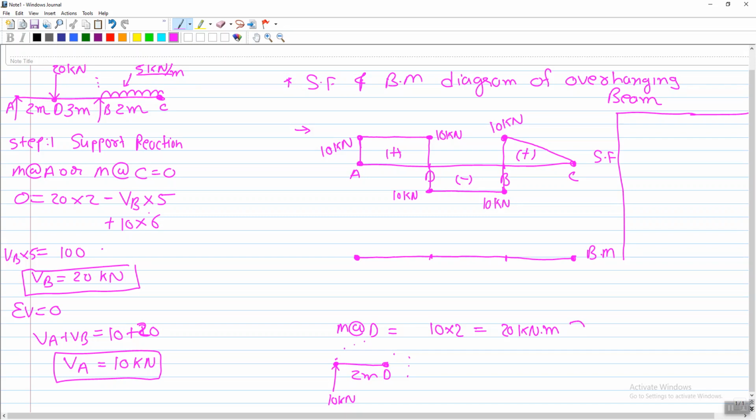So you can say this moment is clockwise from the LHS, so definitely on the RHS, with the opposite sign, you will get anti-clockwise, so overall it is sagging. So you will get a sagging moment here at point D, right? And in addition, rather than finding the moment at point D, I am going to find the moment at point B, right?